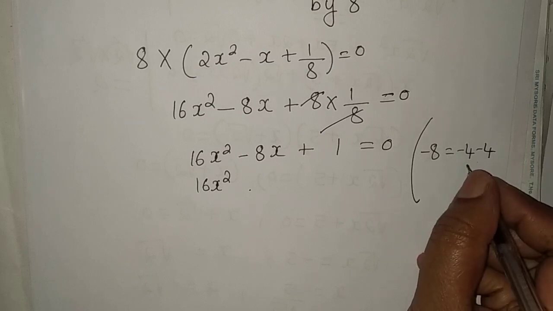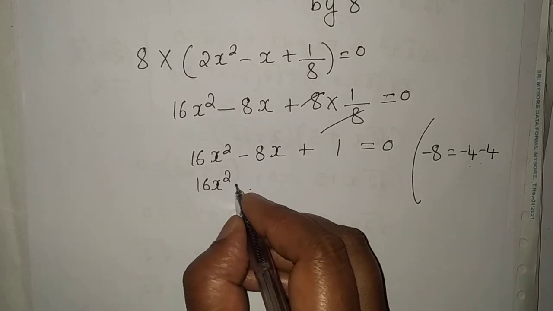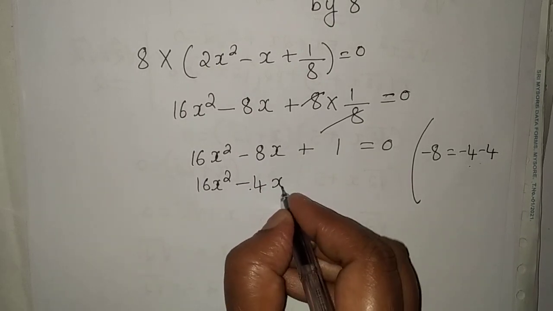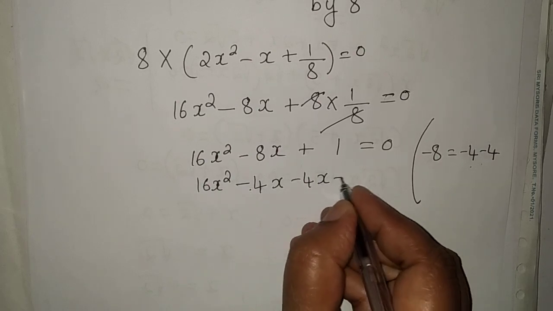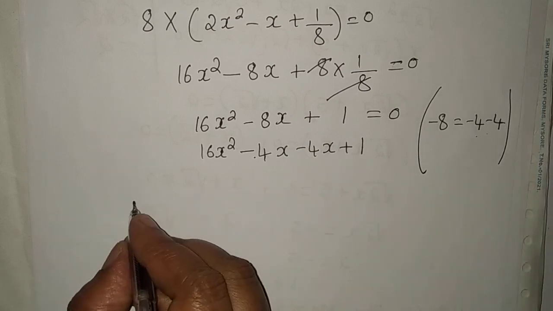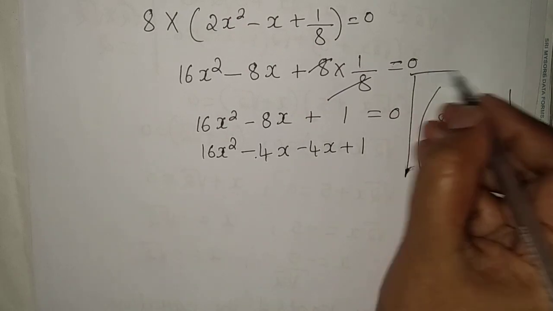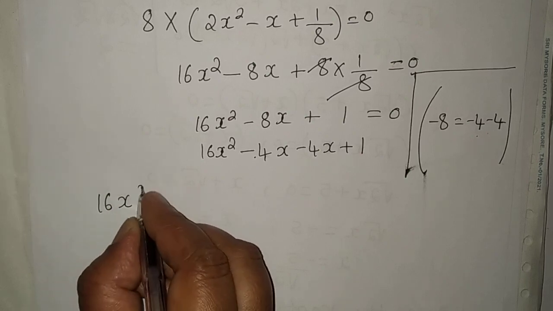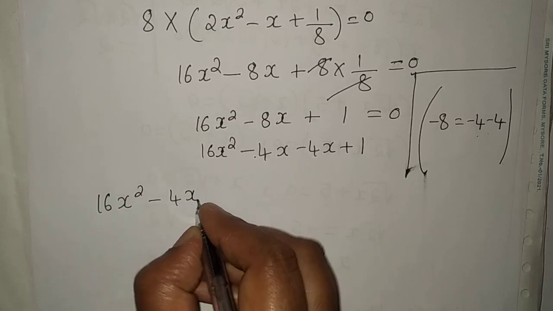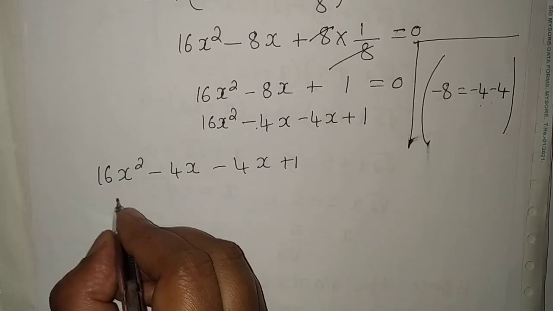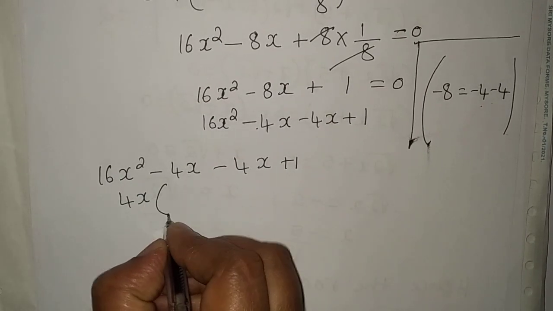So this one is minus 4 plus minus 4. So we'll write here minus 4x minus 4x plus 1. Now what we'll do, this is the working section. Now take this 16x square minus 4x plus 1. Now we take 4x common here.